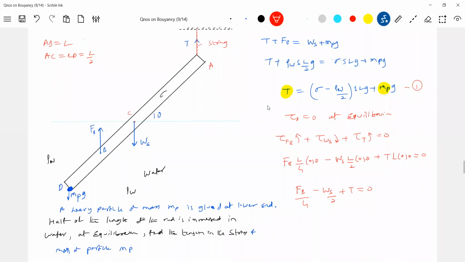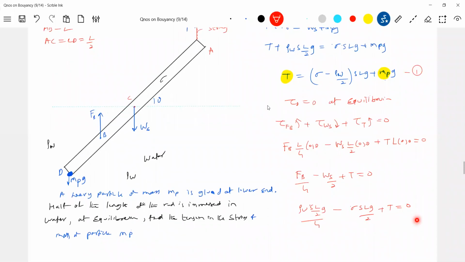What is the buoyant force? Once again, density of water, S L by 2 G, by 4. Weight of the rod: sigma S L G by 2, plus T equal to 0. How many unknowns are there? So I know the tension, no? So directly I got the tension. Let's see that, I'll get the tension.